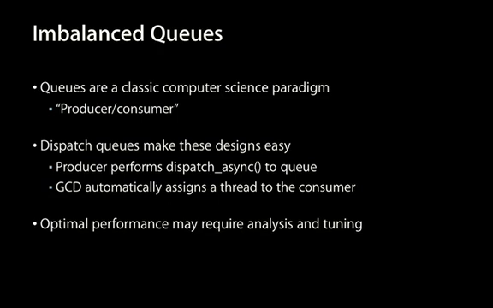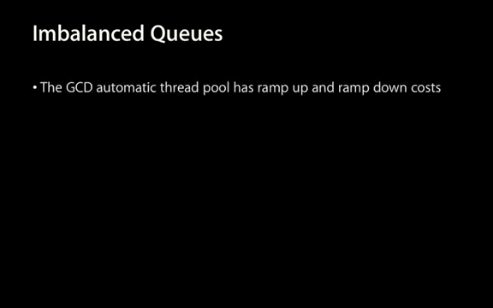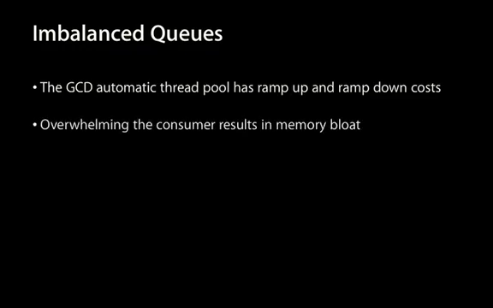However, optimal performance may require analysis and tuning. Why is that? GCD is very fast, but it does have ramp up and ramp down costs. There's an automatic thread pool. We need to bind these threads and queues, and then the queues and the blocks can run together efficiently, but the binding and unbinding takes time. So, for example, overwhelming the consumer may result in memory bloat, like we just described. The producer is producing more work than the consumer can drain. The high watermark in memory keeps rising, and that's something that can be problematic.